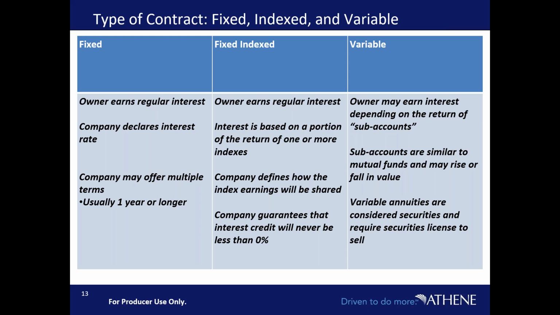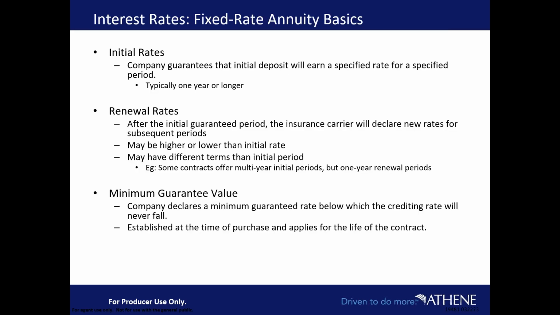Then we also want to talk a little bit about variable annuities. The owner can earn interest depending on the return of the sub-accounts. This is where the owner is going to pick what investment options they would like to use in their sub-accounts. Sub-accounts are similar to mutual funds and may rise or fall in value. Variable annuities are considered securities and require securities licenses to sell them. So anyone who's going to be selling a variable annuity would need at least a 6 and a 63 as well as their life license to sell that product.